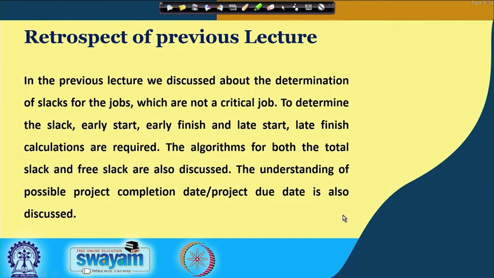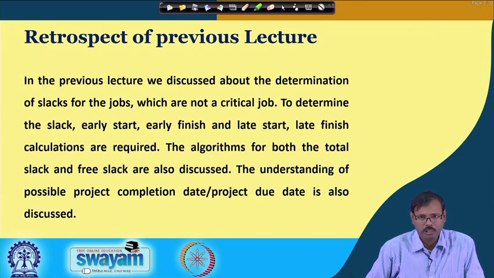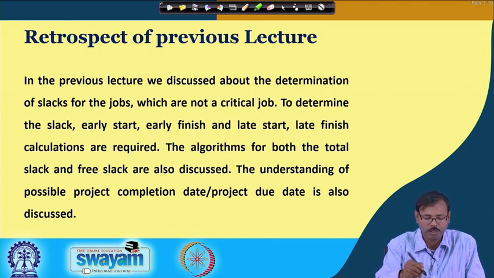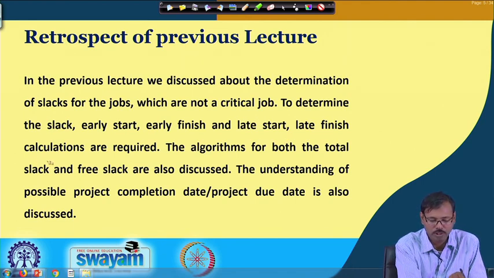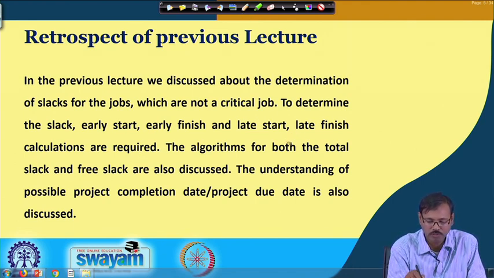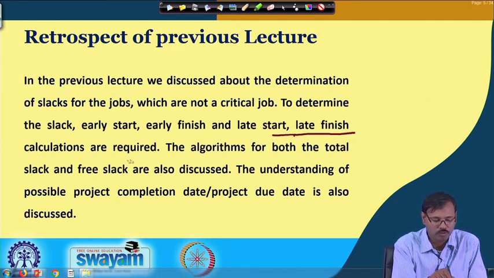So, like every class, let us retrospect what we have learned so far. In our earlier class, we determined the slack of a job using the forward pass and backward pass. In the forward pass we determined early start and early finish times. In the backward pass, we determined late start and late finish times, and that calculation was used for determining the slacks in a job.